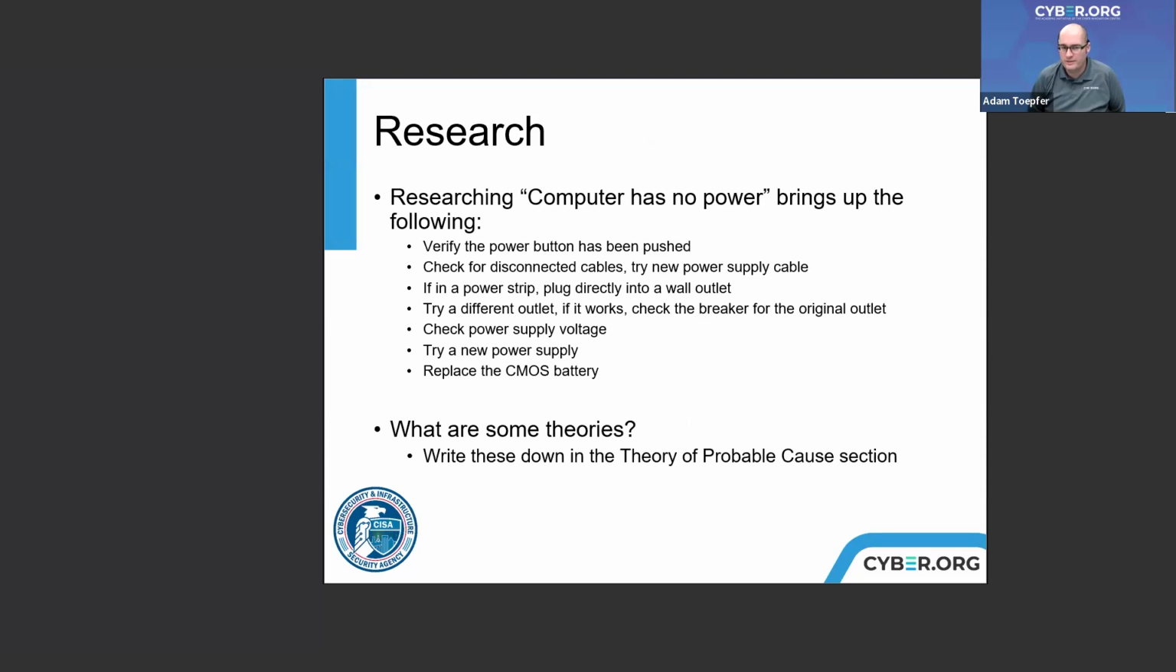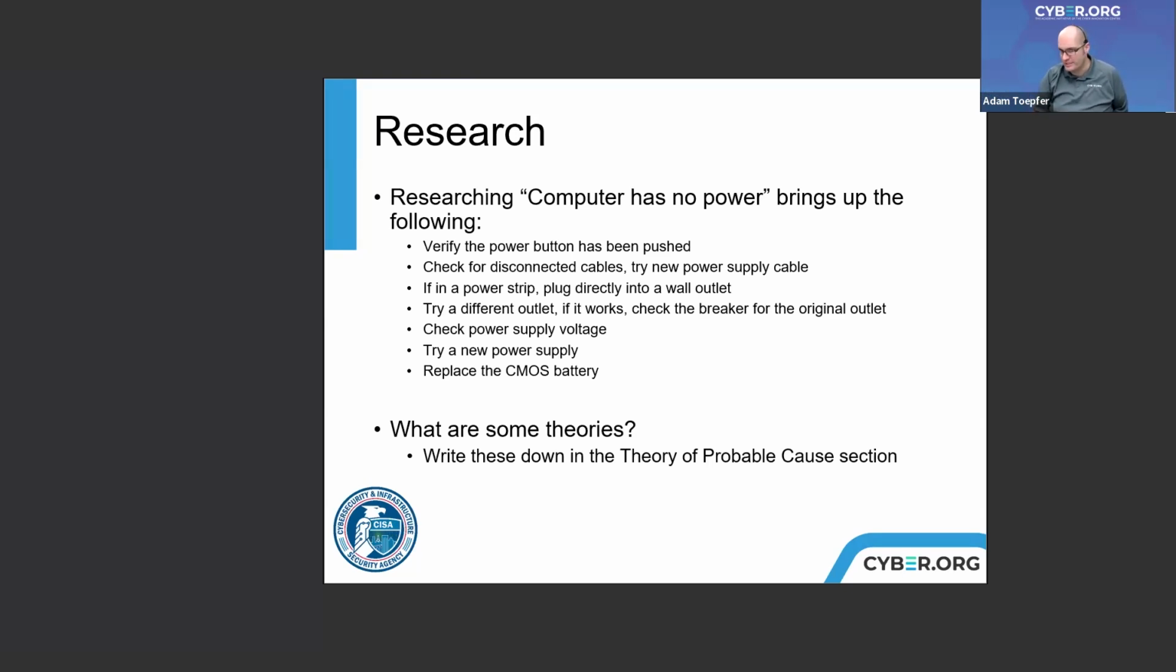So researching, when we research a computer that says it has no power, it brings up the following. We verify the power button has been pushed, doesn't do anything. We check for disconnected cables. We're going to try a new power supply cable. If it's in a power strip, you try plugging directly into a wall outlet, or you try a different outlet. If all these things work, we check the breaker in the building. We check a new power supply. We check the power supply voltage, try a new power supply, or replace the CMOS battery. These are the kind of research things for a computer that has no power.